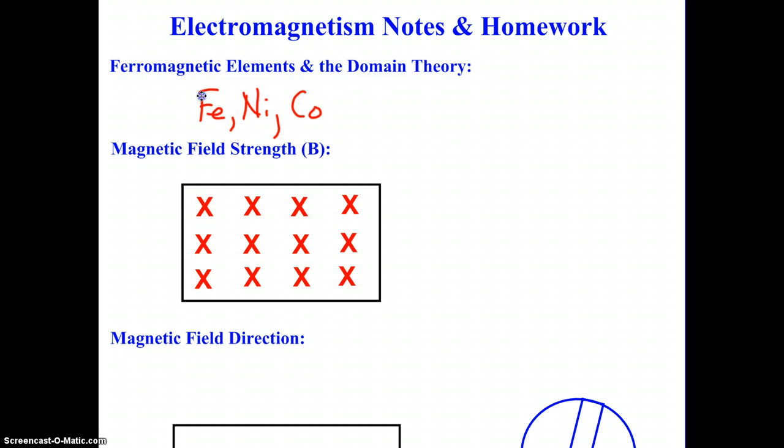You can combine various elements together into alloys. For example, a very common, very strong magnet is called an Alnico magnet. And what you can, of course, see there are the elements in that metal: aluminum, which is not magnetic, but probably put in for strength, yet very light, and then nickel and cobalt, which of course are magnetic.